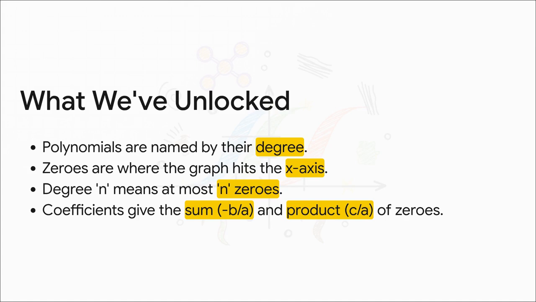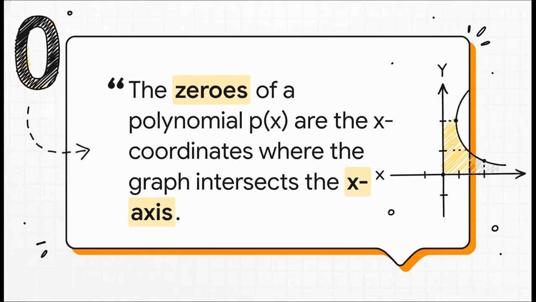We found out that those hitting points, the zeros, are the same thing as the graph's x-intercepts. And we cracked that awesome secret code that lets us find the sum and product of those zeros just from the coefficients. If you remember just one thing from all this, let it be this. The zeros of a polynomial are literally the x-coordinates of the points where its graph crosses the x-axis. That's it. It's this beautiful, perfect bridge between the world of abstract algebra and the visual world of geometry.